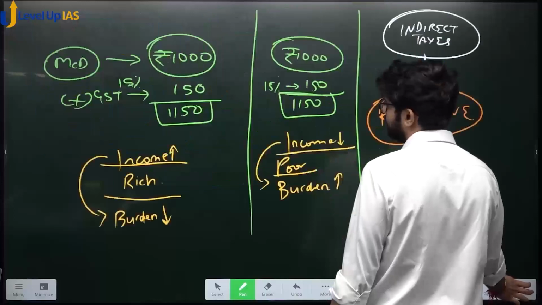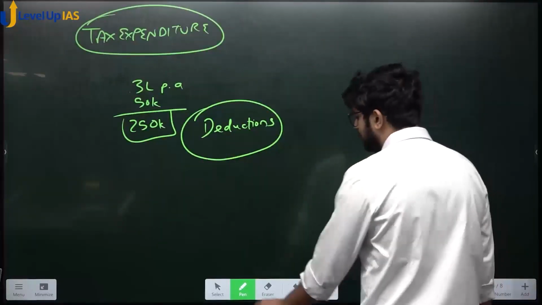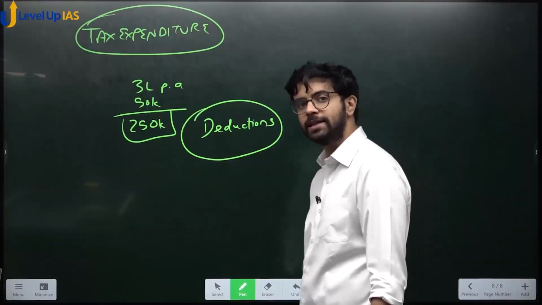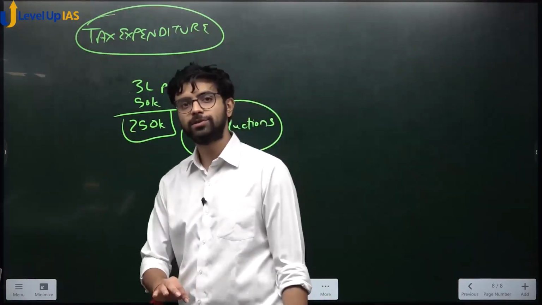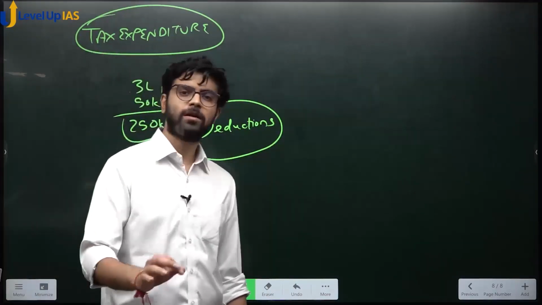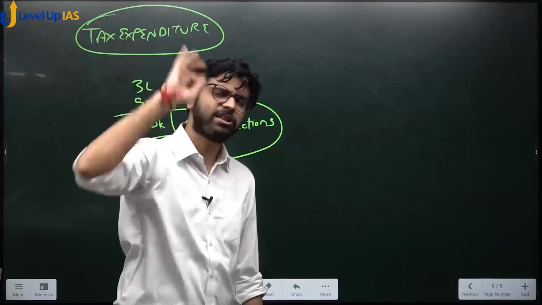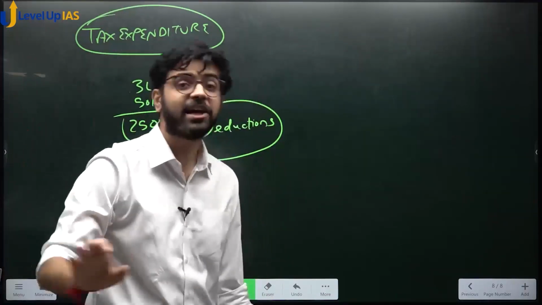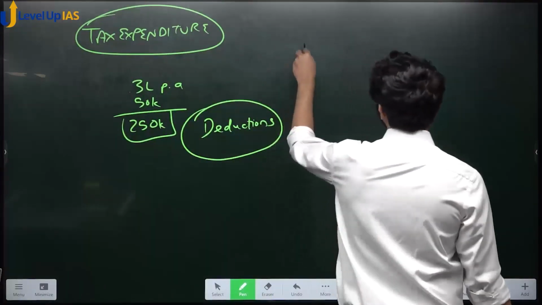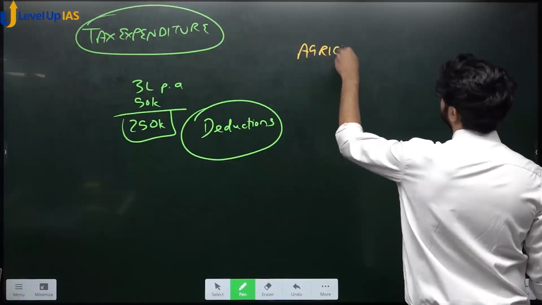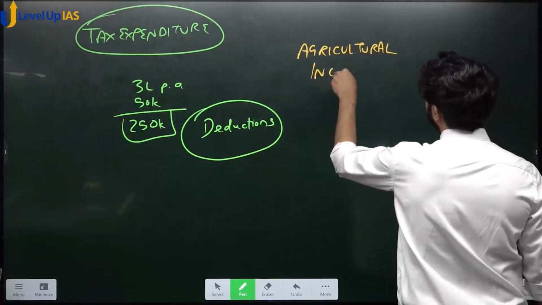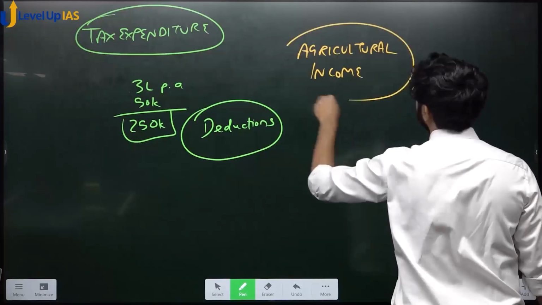There are some incomes which are not taxed at all. Don't worry, your income is not taxed. For example, the biggest income which is not taxed is agricultural income. Very, very important stuff. Agricultural income is not taxed in India.